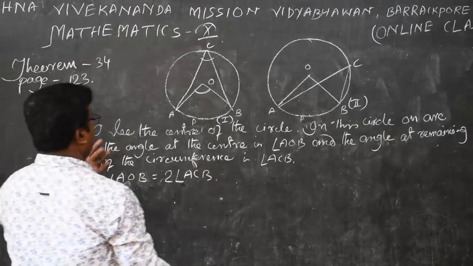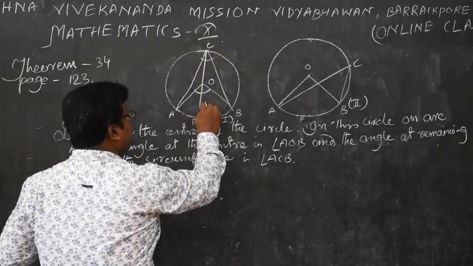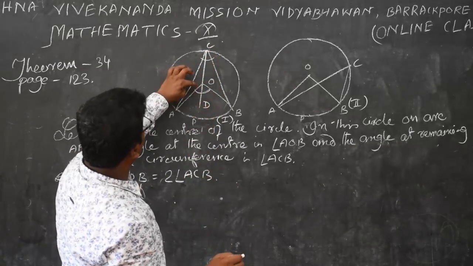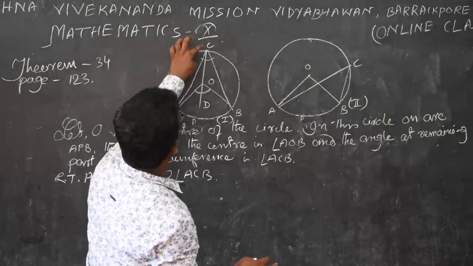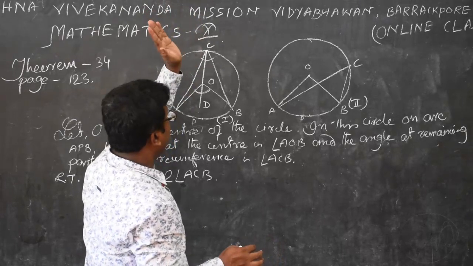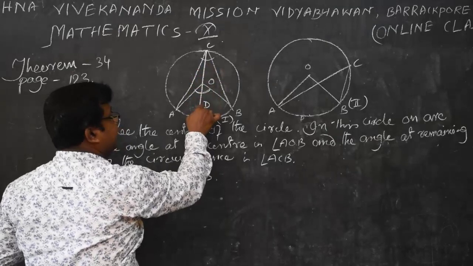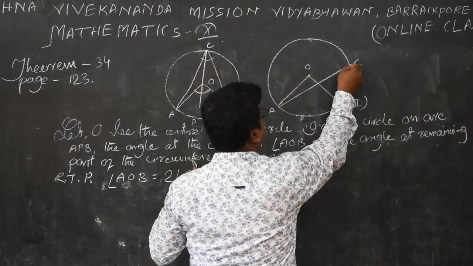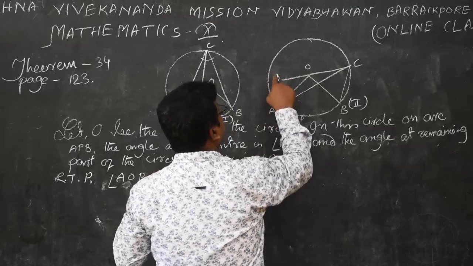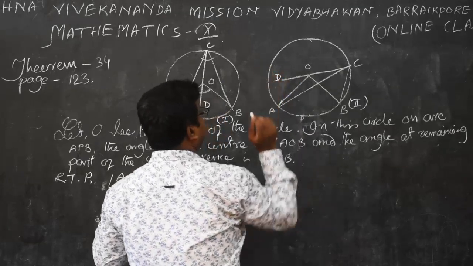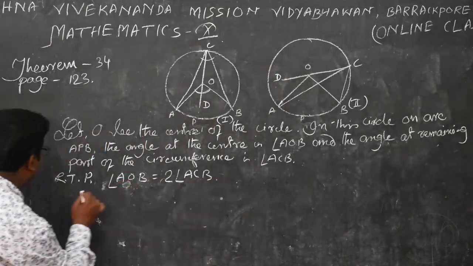Now we have to do the construction. Joining C and O, the line is produced to D. Okay, but don't write joining O and C. If you write joining O and C, then you have to produce the line OC toward the C. If you write joining C and O, the line is produced to D. Okay, here also joining C and O, the line is produced to D. Okay, so required to prove angle AOB is equal to 2 angle ACB.